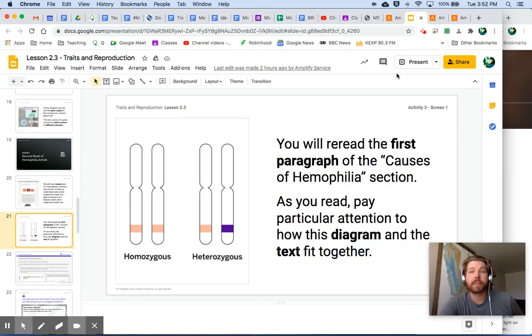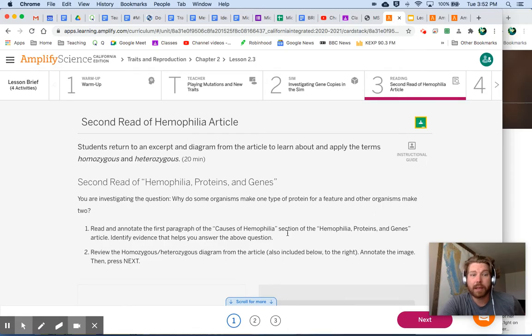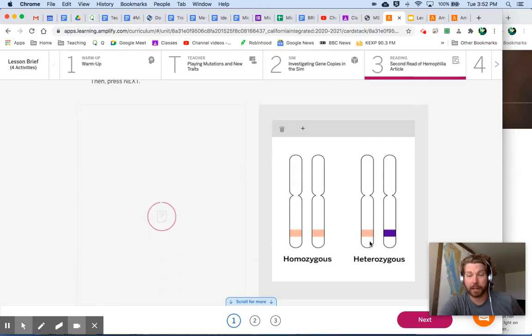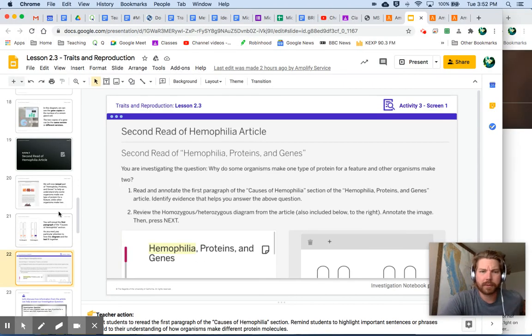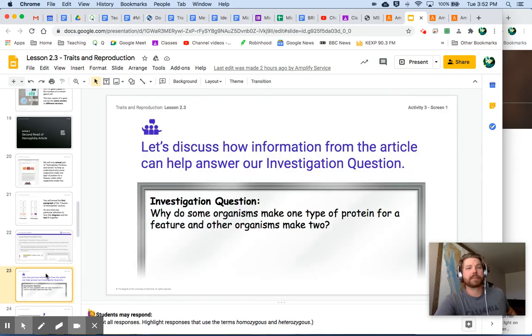What you're going to be doing is actually in Amplify. In part 1, I want you to read about this diagram, try your best to understand it, and then annotate it. How do I annotate it again? Oh yeah, you hit this plus button right here to add your annotations. Annotate the diagram, please, and that's that part right there. And then when we come back together as a class, we will discuss this.